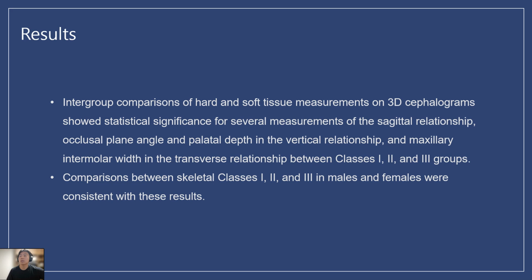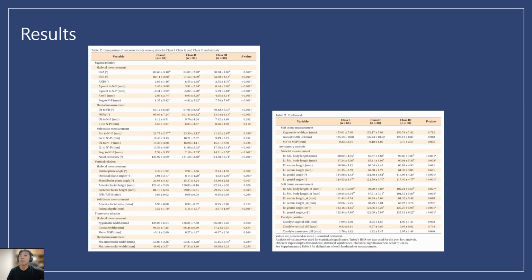And here are the results. Intergroup comparisons of hard and soft tissue measurements on 3D cephalograms show statistical significance for several measurements of the sagittal relationship, occlusal plane angle, and palatal depth in the vertical relationship, and maxillary intermolar width in the transverse relationship between class 1, 2, and 3 groups. Comparisons between skeletal classes 1, 2, and 3 in males and females were consistent with these results.